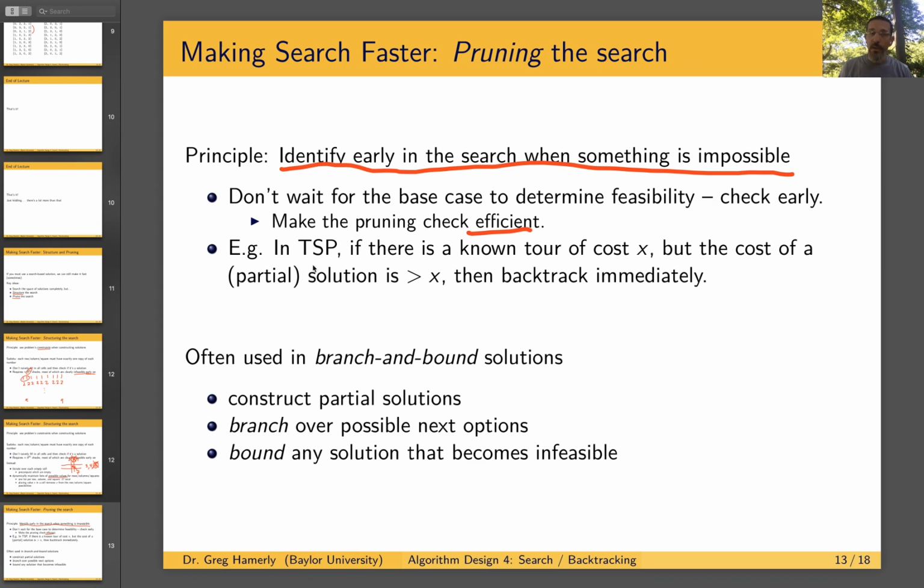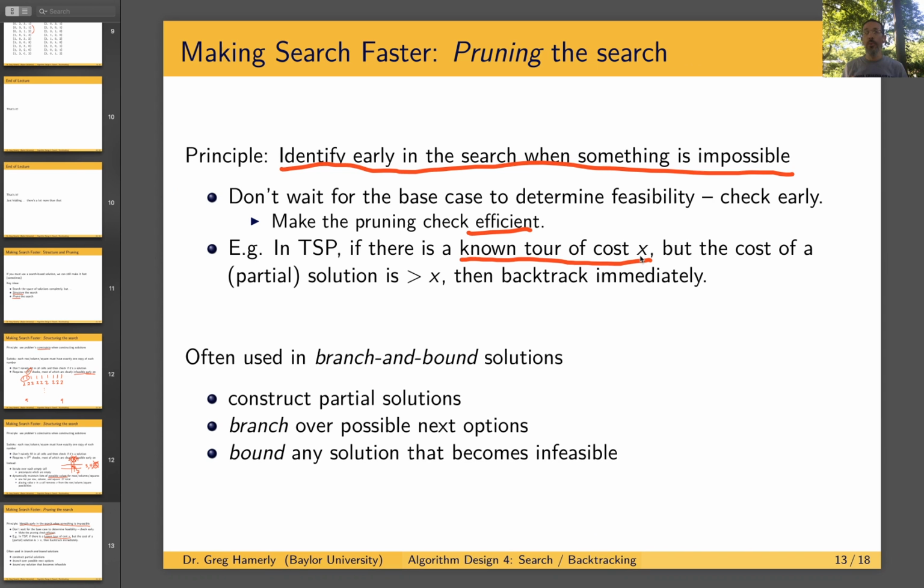Another example is in the traveling salesman problem. We're trying to find an order of a bunch of vertices that leave some vertex and come back and visit every vertex and minimize the cost. Suppose that you have a known tour of cost X, whatever X is. It doesn't have to be the best tour. It doesn't even have to be a good tour, in terms of the total cost.